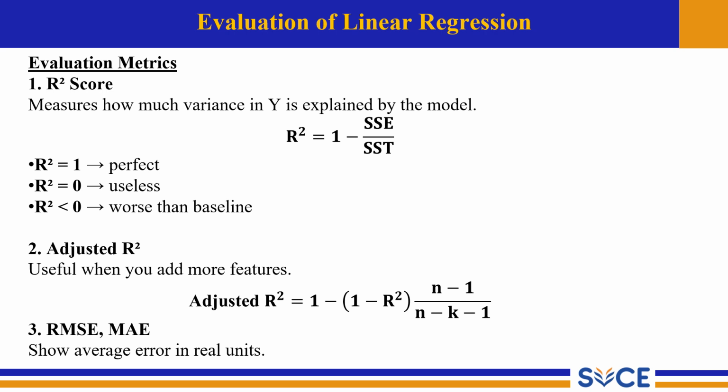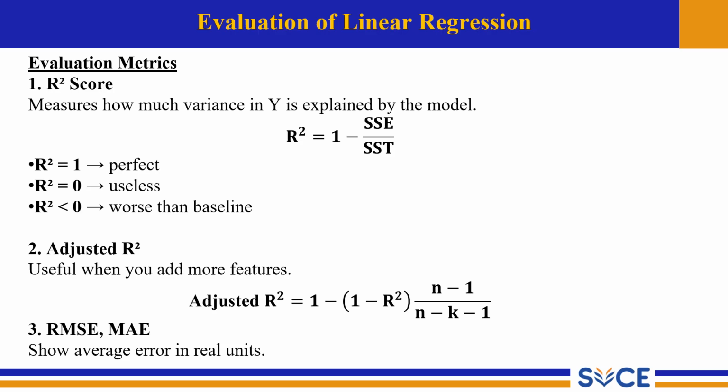The second metric is adjusted R-square. This becomes especially important when we add multiple features. R-square always increases when new variables are added, even if those variables are not useful. Adjusted R-square corrects this by penalizing unnecessary predictors. Its formula is adjusted R-square equals 1 minus (1 minus R-square) times (n minus 1) divided by (n minus k minus 1), where n is the number of samples and k is the number of predictors. This makes adjusted R-square a much more honest indicator of model performance in multi-feature datasets.